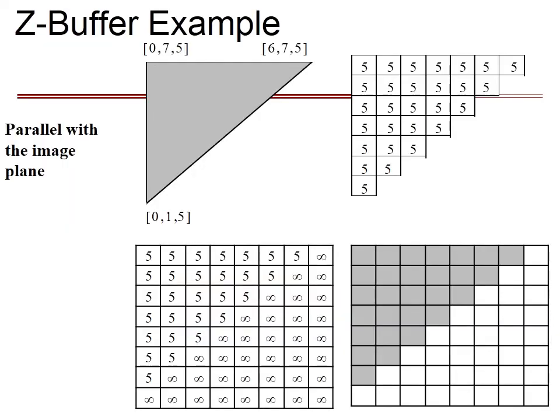So this is an example of Z buffer, where the first pixel is 0 7 5, the second pixel in the 3D space is 6 7 5, and the third pixel is 0 1 5. So we have initialized the pixel values as infinity. All the values in the matrix will be initialized to infinity, then these are changed to the maximum value 5.